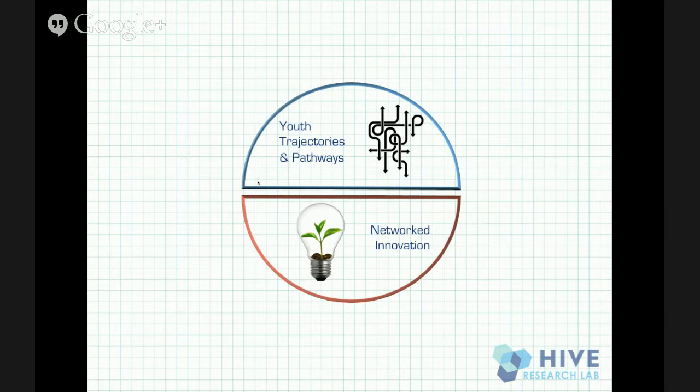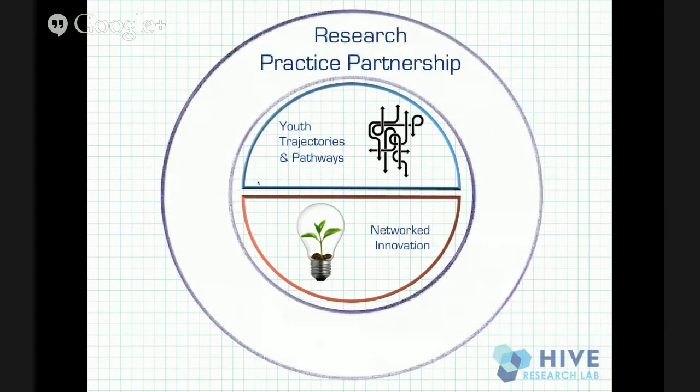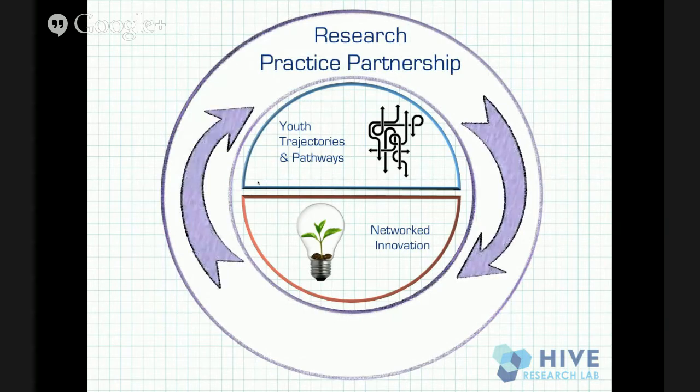And what we came up with was a layer on top of our basic research areas that we mentioned before, youth trajectories and pathways and networked innovation, that we called a research practice partnership. This is a term that comes from Cynthia Coburn and a number of other colleagues who recently wrote a white paper, where research practice partnerships are long-term partnerships between researchers and practitioners, as the name implies, that are based on trust, based on mutuality, based on shared needs and interests, and based on engaging in joint work and activity.